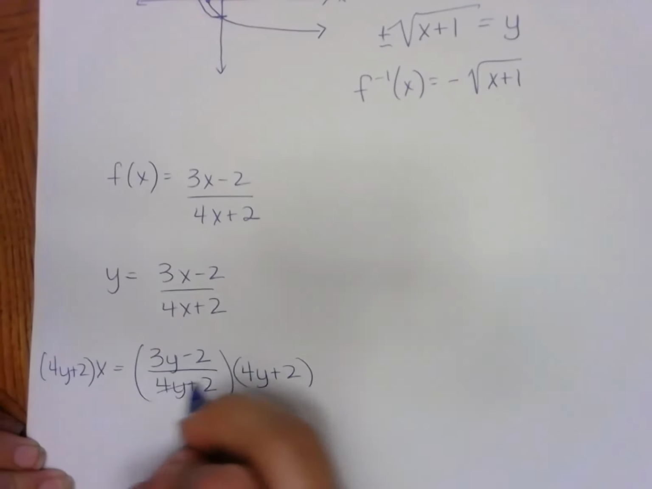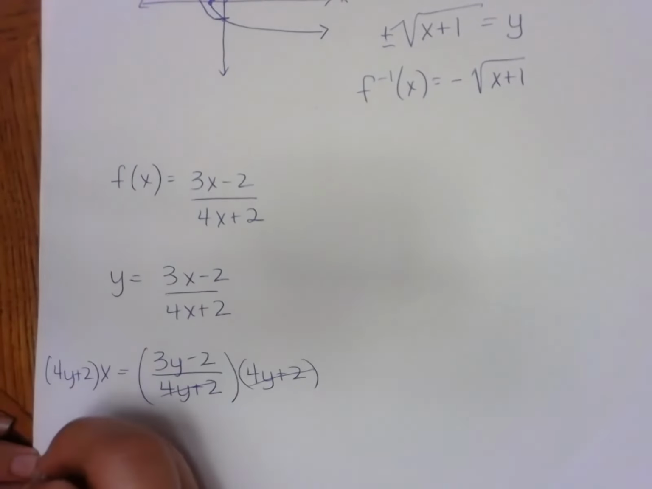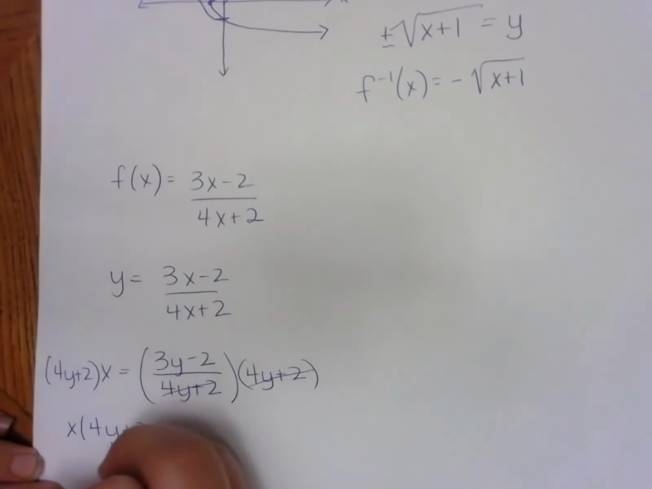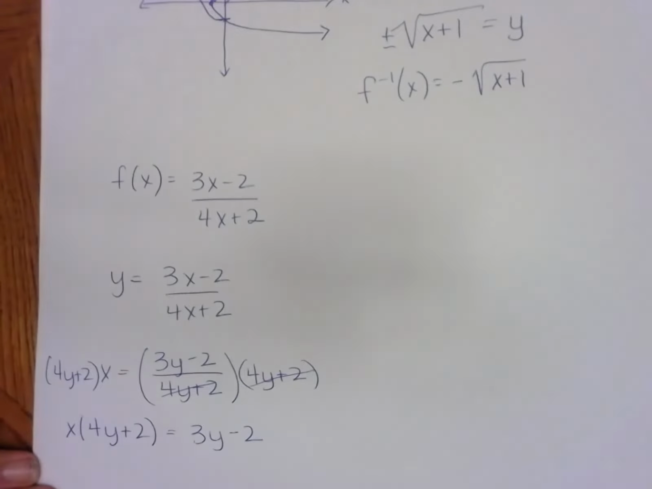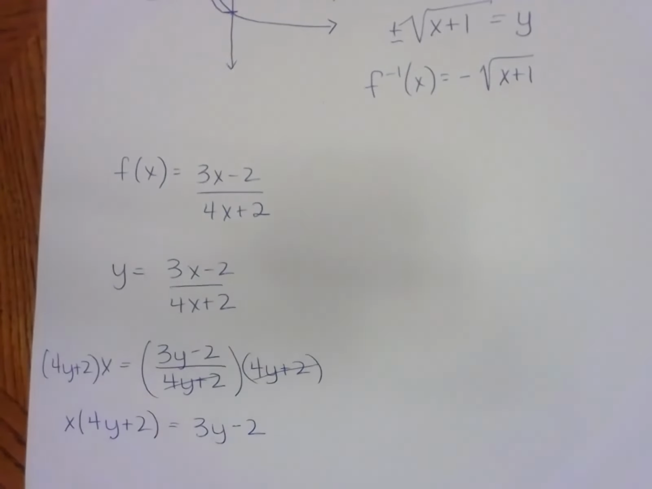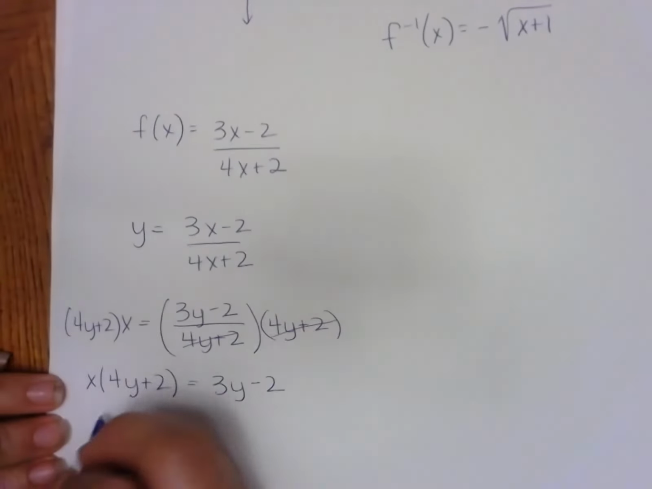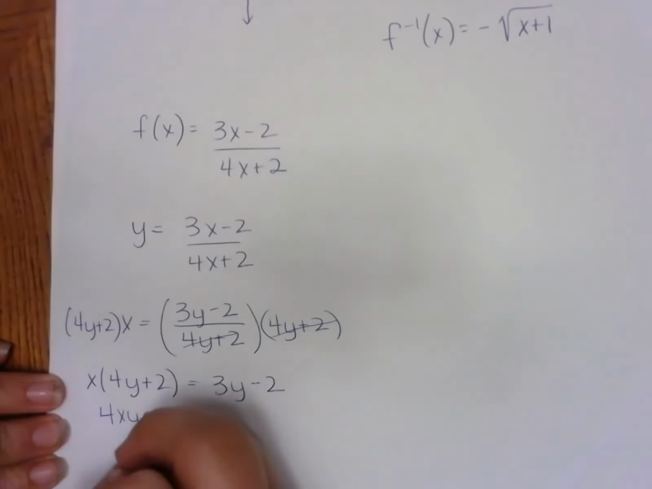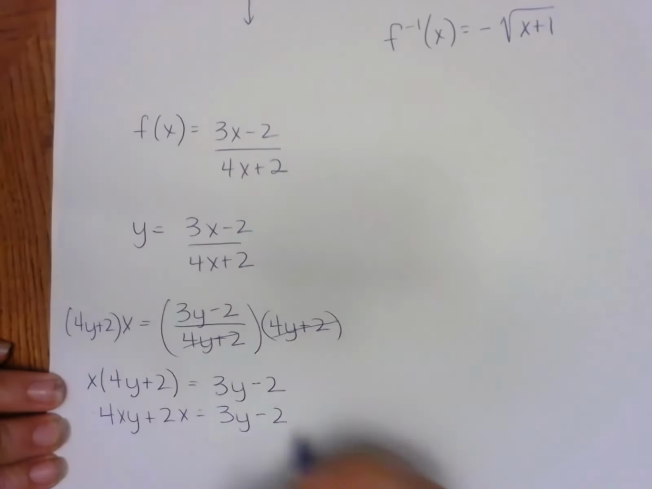On this side, I get this lovely cancellation, which is what I wanted. And on this side, I get x times, I'm just going to write it in a different order, (4y plus 2) is equal to 3y minus 2. All right, so I have a y in my parentheses and a y on the other side. So what I need to do is open up my parentheses first and foremost. Okay, so let's distribute this x. So I get 4xy plus 2x equals 3y minus 2.